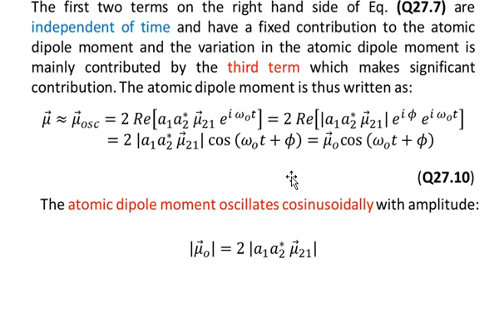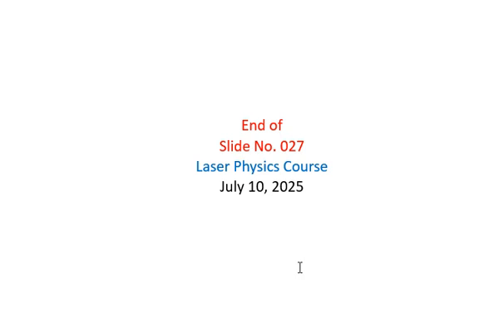So you see that in equation number 27 we have calculated the atomic dipole moment of the atom using a semi-classical approach, and the magnitude of that dipole moment is given as mu naught, the absolute value of mu naught is equal to 2 into the mod of A1 A2 star into mu 2 1. So this completes our answer. So this is the end of slide number 27.